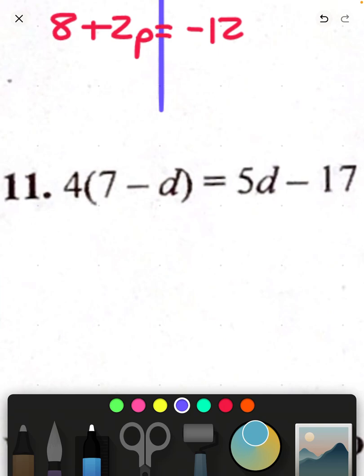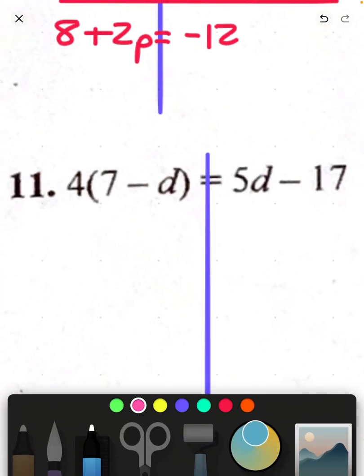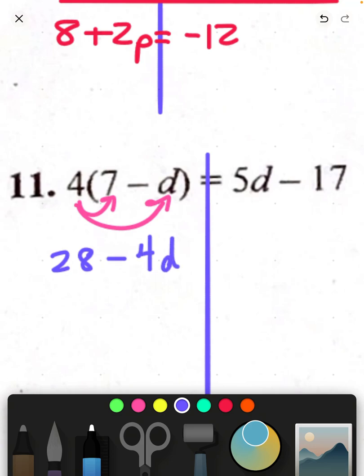Okay, another distributive property here, which I'm going to give this one a little bit more on your end here, but yeah, make sure that you multiply what's outside by each term on the inside. Okay, now 4 times 7 is 28 minus 4 times d, which is a negative 4d, equals 5d minus 17. So it's the exact same problem. Nothing has changed. We just distributed out that 4 to both of those terms inside your parentheses. And you solve for d.